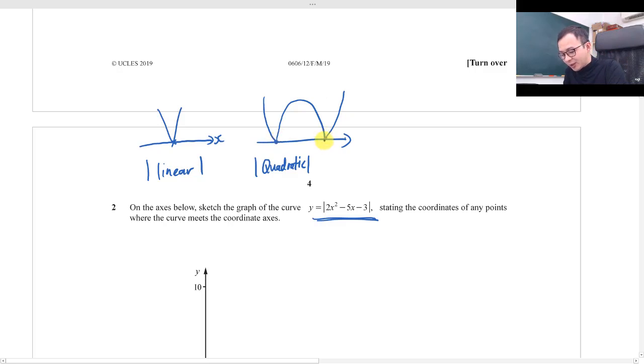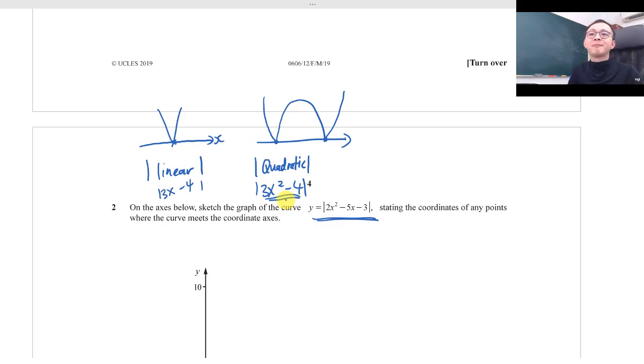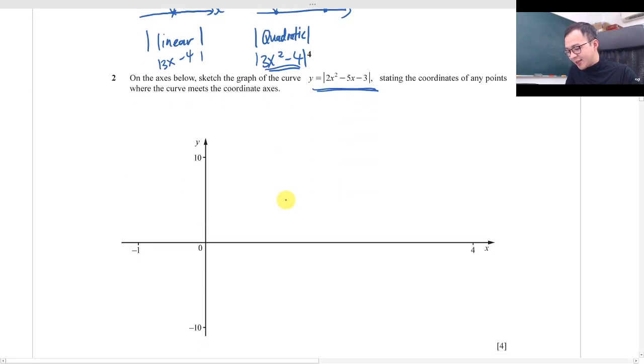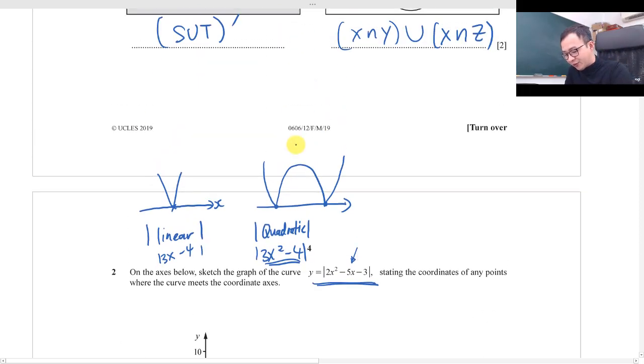And this one is the x-intercept also. Okay, what do I mean by linear? Linear means the highest power of x inside the modulus is x to the power 1, maybe something like 3x minus 4. Quadratic must be something like 3x squared minus 4, meaning the highest power inside the bracket is power 2. So in this case, you can check inside the modulus that the highest power of x is 2. Therefore, I know right now we have to draw the second type, because it's quadratic.